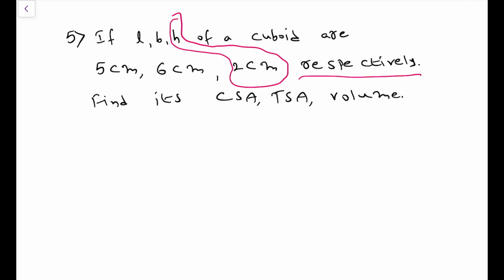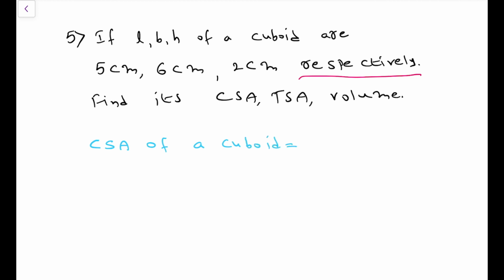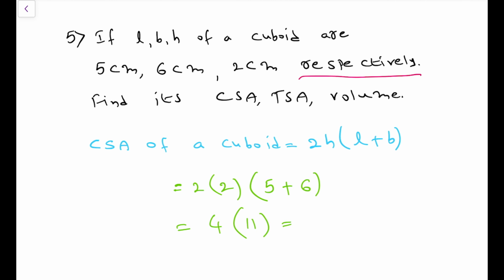That is the meaning of respectively. So length is 5 centimeter, breadth is 6 centimeter, height is 2 centimeter. Now let us find the curved surface area first. What is the formula for curved surface area of a cuboid? That is 2h into (L plus B), which equals 2 into h, height is given as 2 centimeter, into (L plus B), length is 5 centimeter plus breadth is 6 centimeter. 2 2s are 4 into (5 plus 6), 11. 11 4s are 44. In the question the units are centimeter and we are finding area, so this will be centimeter square.